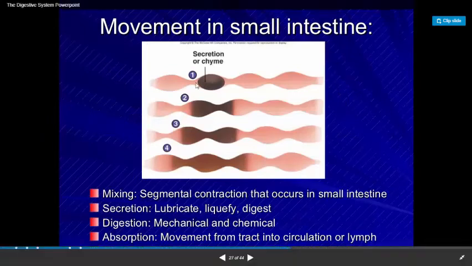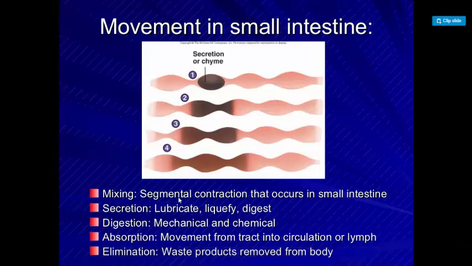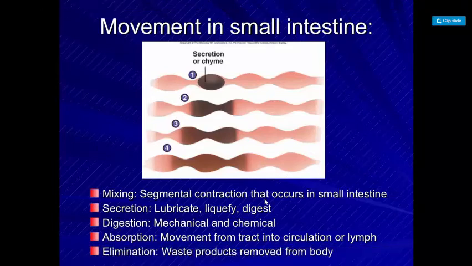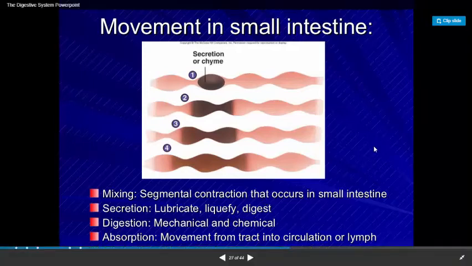So here it is. What happens in the small intestine? Mixing, because there is a lot of movement happening in the small intestine. Secretion, because a lot of enzymes coming from the pancreas or the gallbladder help the digestion of the food. Digestion, mechanical because of the movement, and chemical because of the enzymes. And then finally we have the absorption, because this food is going to your circulation. Finally, the waste products are going to go into your large intestine.